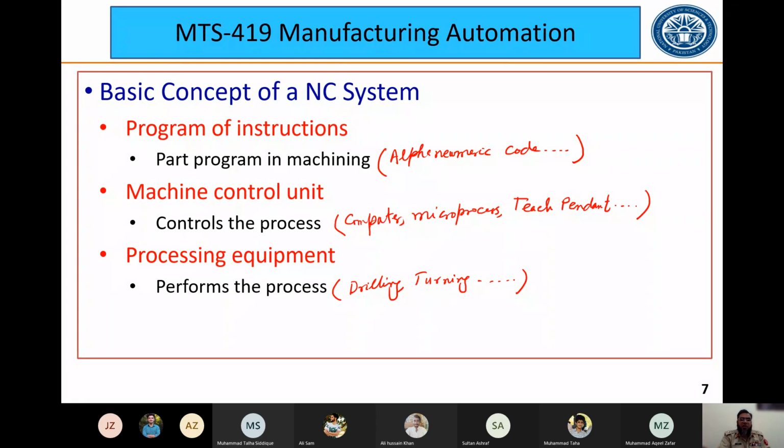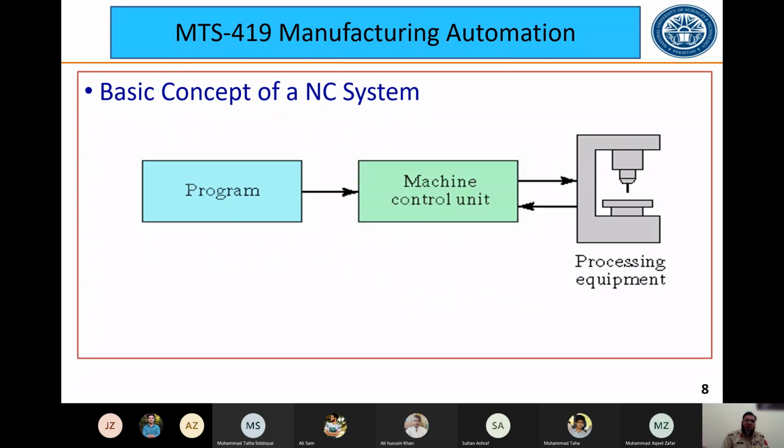So whatever we have discussed until here is shown with the help of a diagram. As I said, your first step is to write down a program. Then that program in the second step goes to the machine control unit, which gives instruction to the processing equipment, which is step number 3. And then the processing equipment carries out that task, or that movement, according to the program which is given to the machine control unit.